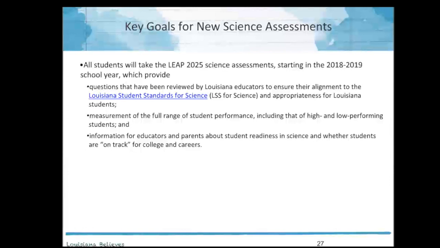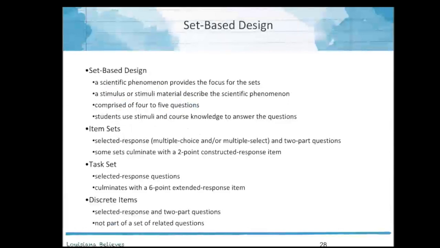In addition to the implementation support, our assessment team has released some guidance on what the field test assessment will look like. I'm going to share the next few slides with you, but if you do have any direct questions dealing with assessment, you should reach out to assessment@la.gov. So all students will take the LEAP 2025 science assessment starting in the 2018-2019 school year. Questions have been reviewed by Louisiana educators to ensure that they are aligned to the new standards.